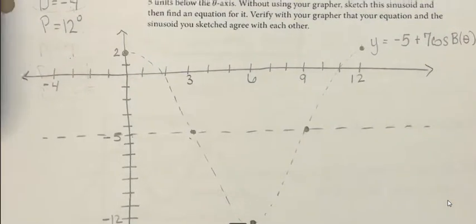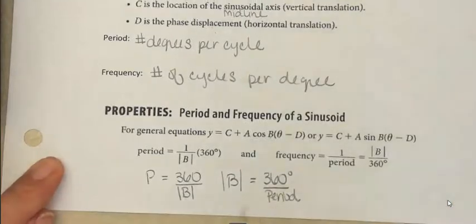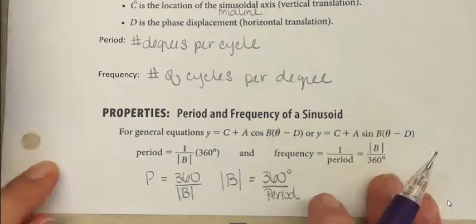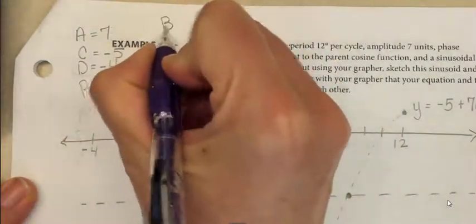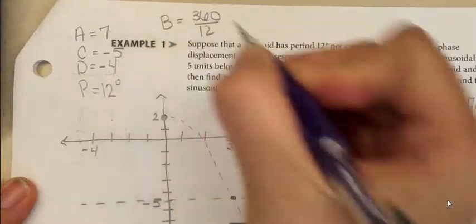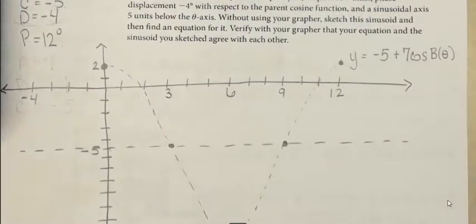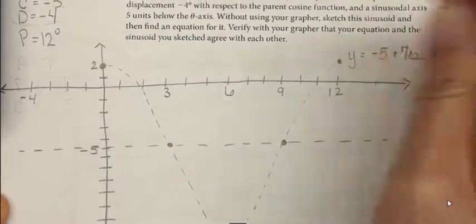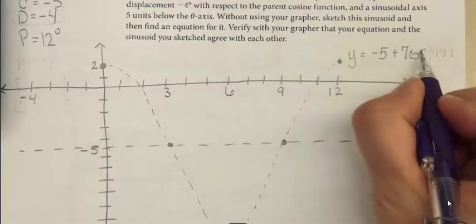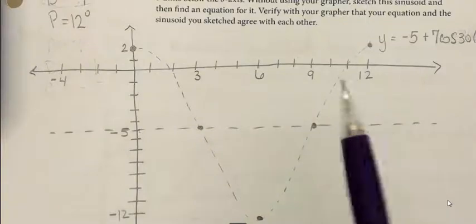Which brings us to a good point. What is my b? Well, if you remember from your notes on the previous page, this is something you'd put on your note card, b is always going to be 360 divided by your period. So b will equal 360 divided by 12. Well, that means that b is 30. So I can come back over here, and instead of putting just b, I'll put 30 in there. So that's my graph without a horizontal translation.